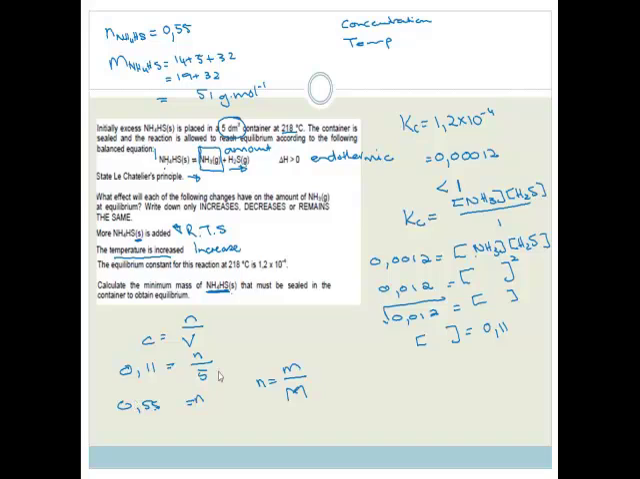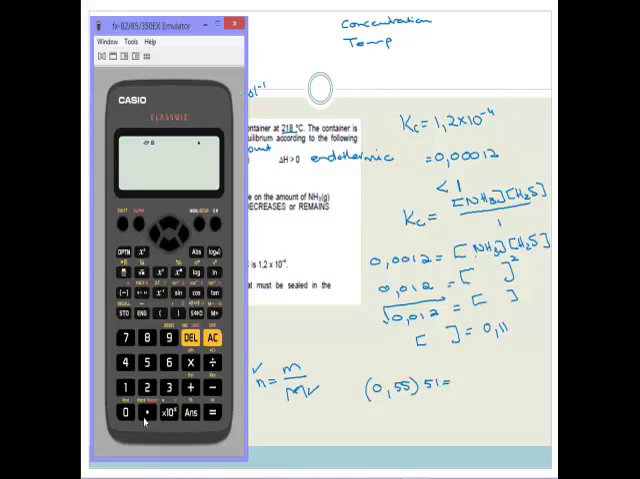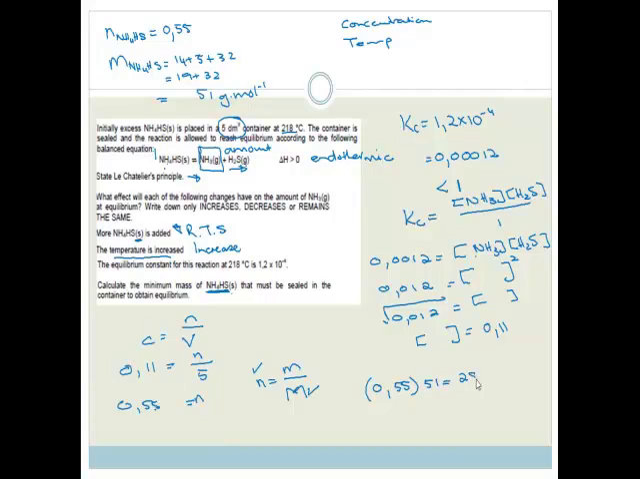We've got the number of moles, and we've got the molar mass, so we can find the mass. So we've got 0.055 times the molar mass of 51 is going to give me the mass, which equals 2.805. So the minimum mass of ammonium hydrogen sulfide that must be sealed in this container is 2.805 grams. Okay, and that's your final answer. Have a great day.